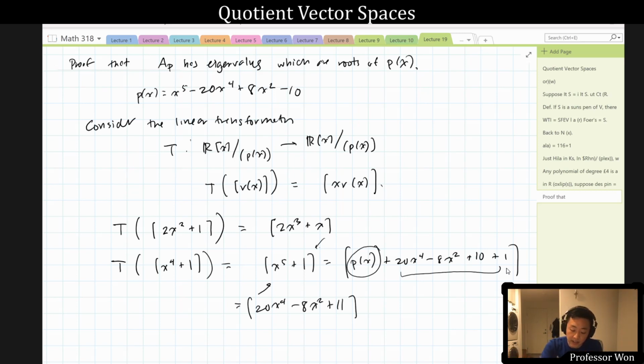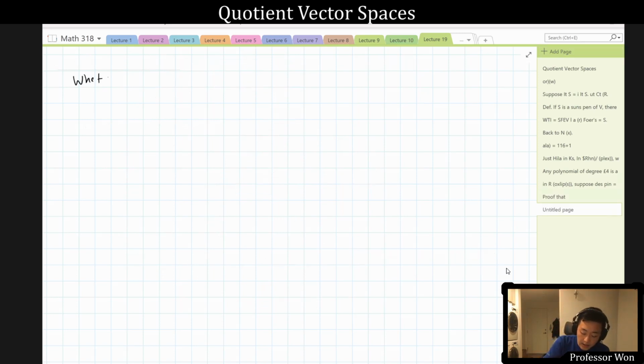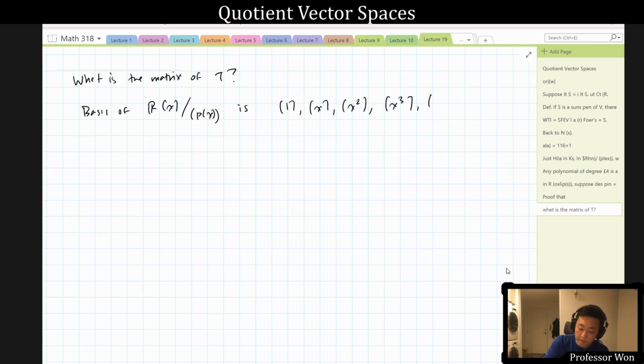Okay, and it turns out that this is a linear transformation. I'm not going to check it. You can check it. And now the question becomes, what is the matrix of this linear transformation? What is the matrix of T? How do you find the matrix of a linear transformation? You compute what it does to a basis. What is a basis? Well, a basis of this quotient space is given by 1, x, x squared, x cubed, x to the 4th.